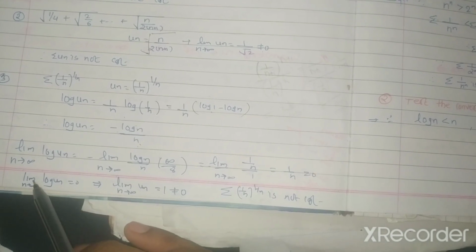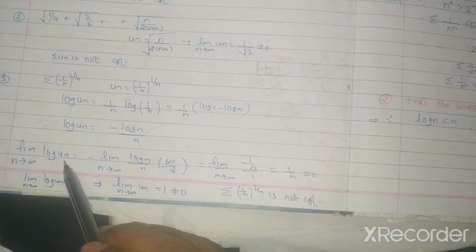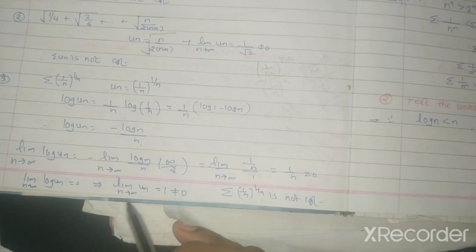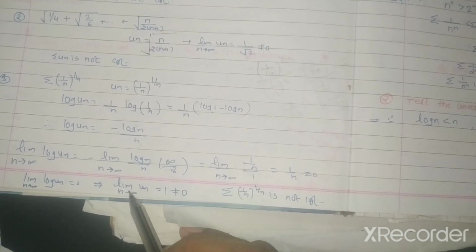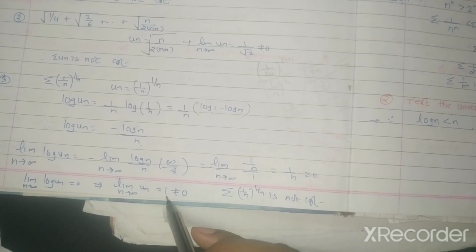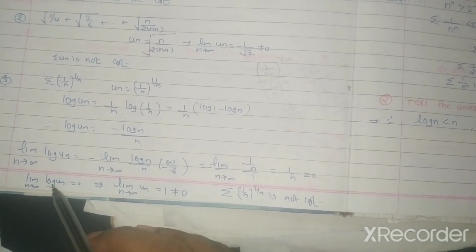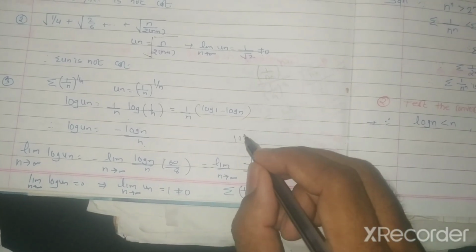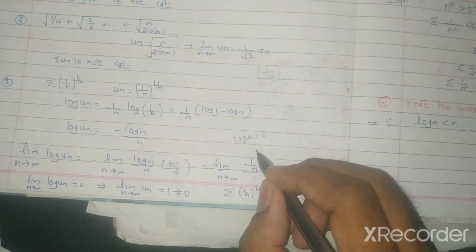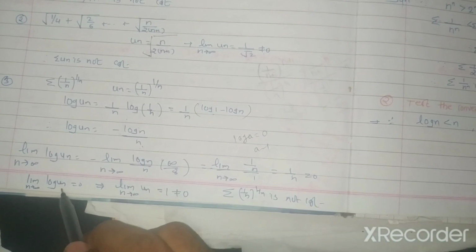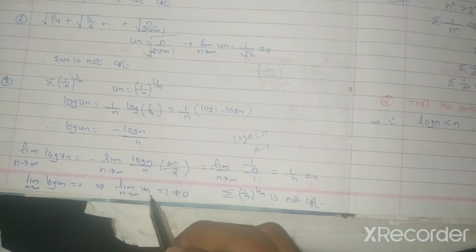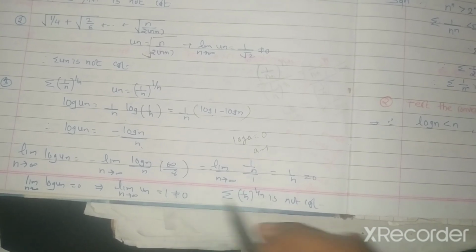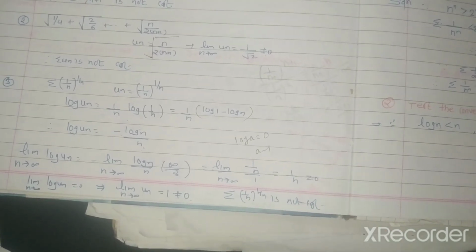It implies that the limit as n tends to infinity of log u_n is 0. What does it imply? This implies that the limit of u_n is e to the power 0, that is, log a equal to 0 implies a is equal to 1. Therefore, the limit of u_n is 1, which is not equal to 0. Therefore, it is not convergent.